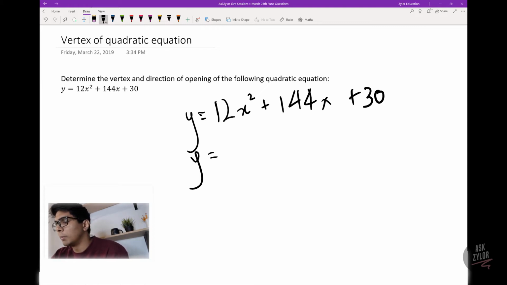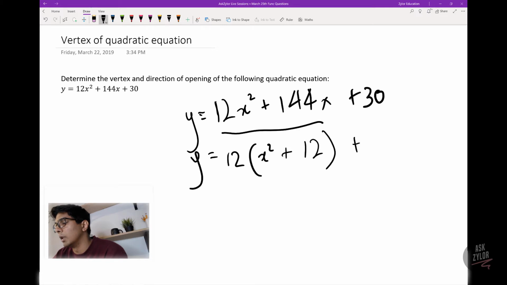So the first step of completing the square is factoring out the leading coefficient from the first two terms. So I'm going to factor out 12 from the first two terms. Then I'm left with x squared plus x plus 30. I'm not factoring out the x's, I'm only factoring out the leading coefficient.